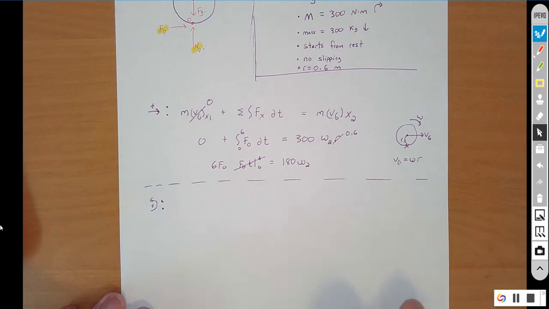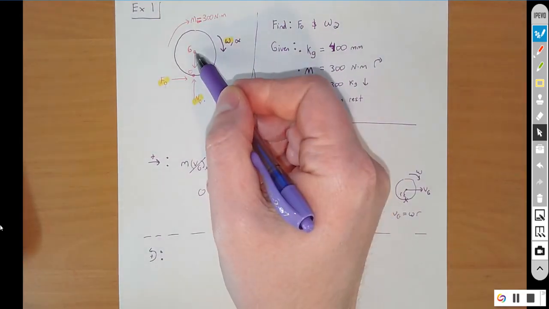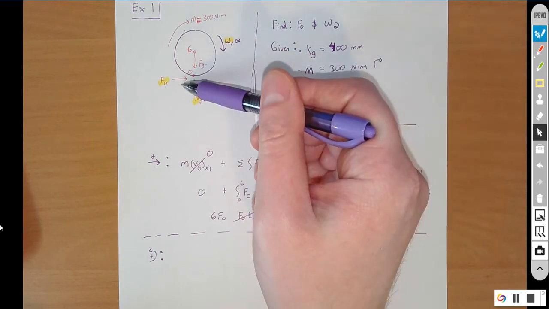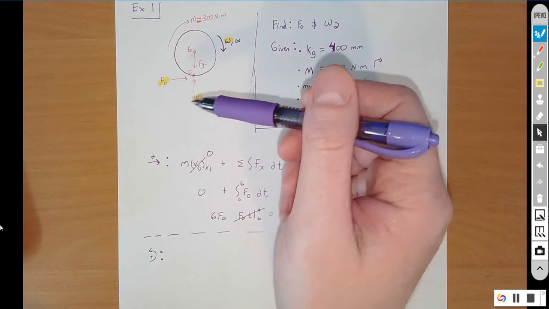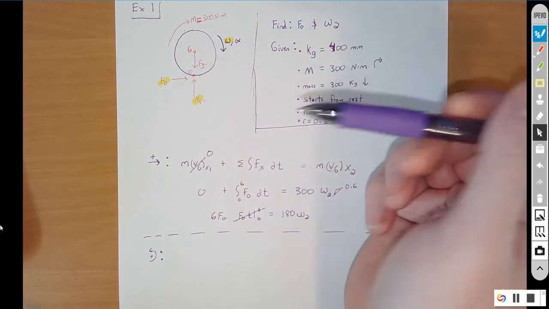So we need to be a little bit strategic about this. If I do this about G, then I will have this moment, and I will also have the moment produced by F naught. I don't know F naught, so I'd rather not put F naught in there as well as omega. I'd have two unknowns.